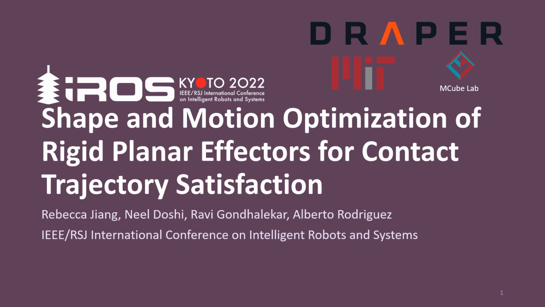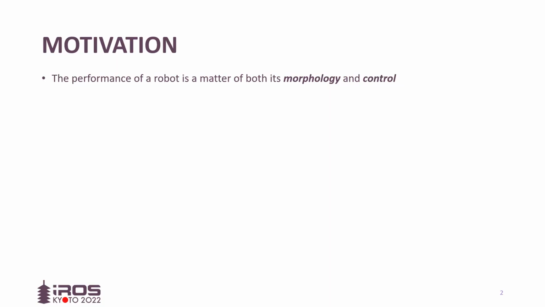I'm Rebecca Jiang, and in this paper we propose an approach for shape and motion optimization of rigid planar effectors for contact trajectory satisfaction. The performance of a robot is a matter of both its morphology and control. The optimal effector lies in the shared design space of shape and motion.